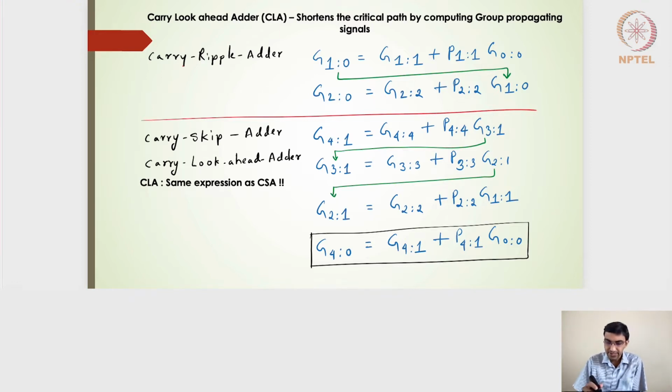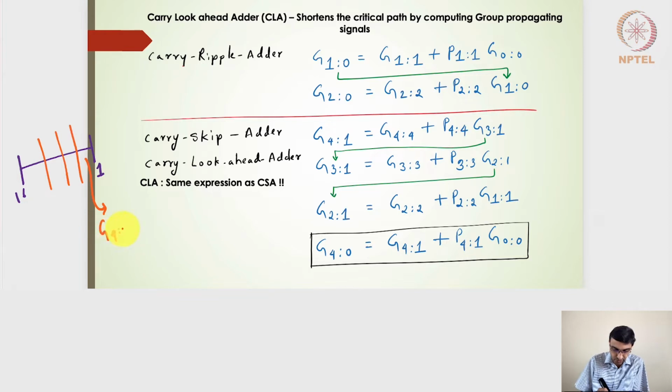Okay, so the carry look ahead adder is very similar to that of the carry skip adder. In the carry skip adder, we had this kind of an expression. What it really means is, if I have 16 bits, from 1 bit to 16 bit, we will make it into different groups. In this particular case, I have made 4 groups, and each of these groups will create its own group generate.